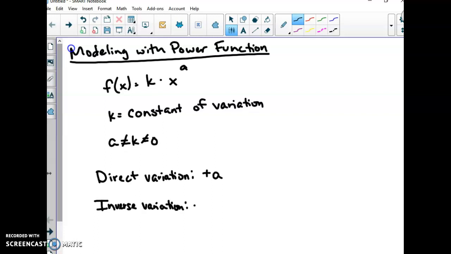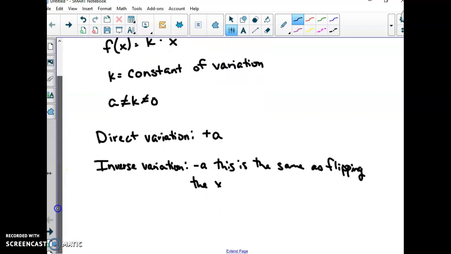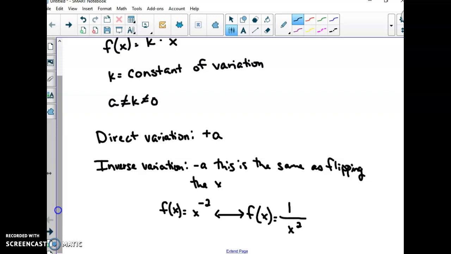Now, here's the thing. If you have a negative a value, this is the same as flipping the x. And here's what I mean about that. If I were to have f of x equals x to the power of -2, this is the same thing as f of x equals 1 over x to the power of positive 2. That's just a little refresher in case you forgot that a negative power means that you have the reciprocal of that. So again, those are the same thing. So we're looking at whether we have a direct variation or inverse variation based on our true power functions.